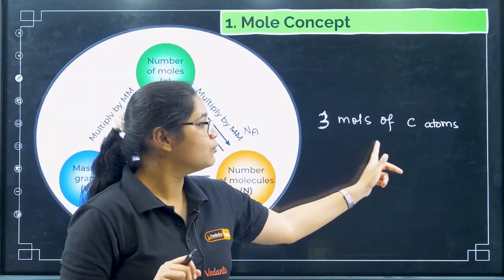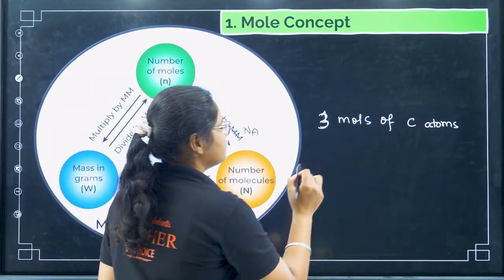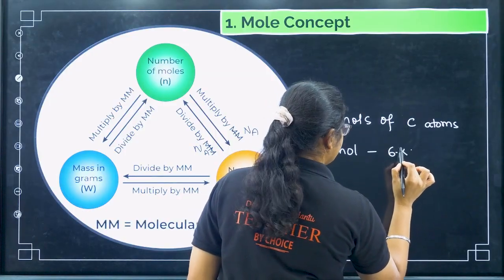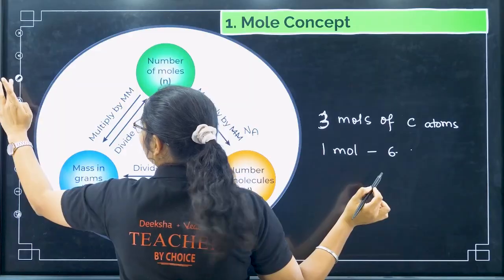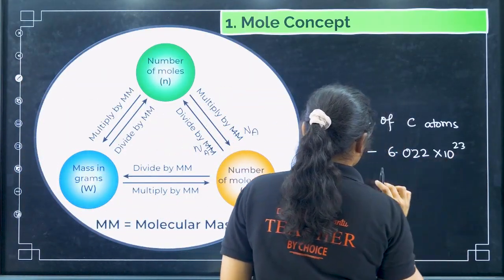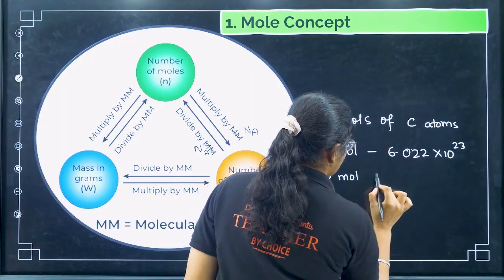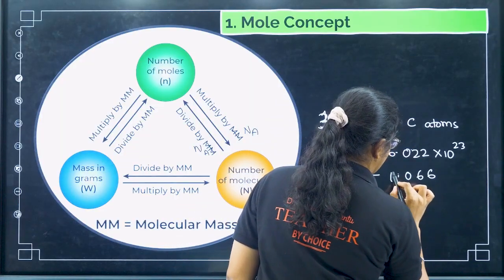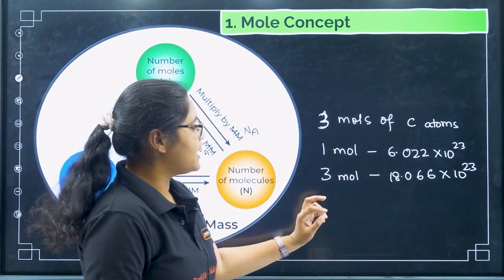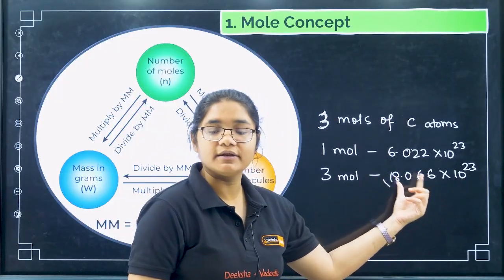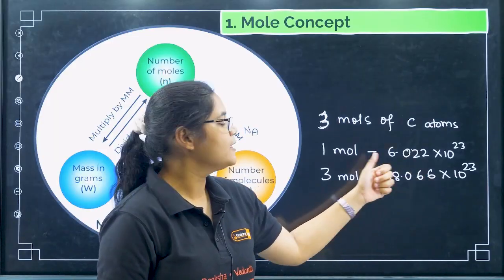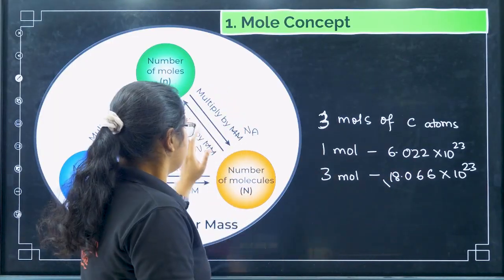But if I tell you 3 moles of carbon atoms, we know that 1 mole is 6.022 into 10 to the power of 23, and 3 moles will be, I can just multiply here, 18.066 into 10 to the power of 23 carbon atoms. Now if I ask you that these many atoms are there, how many moles will be there? Then you just have to divide 18.066 by 6.022, that will give you 3 moles, right? We are done with this one.